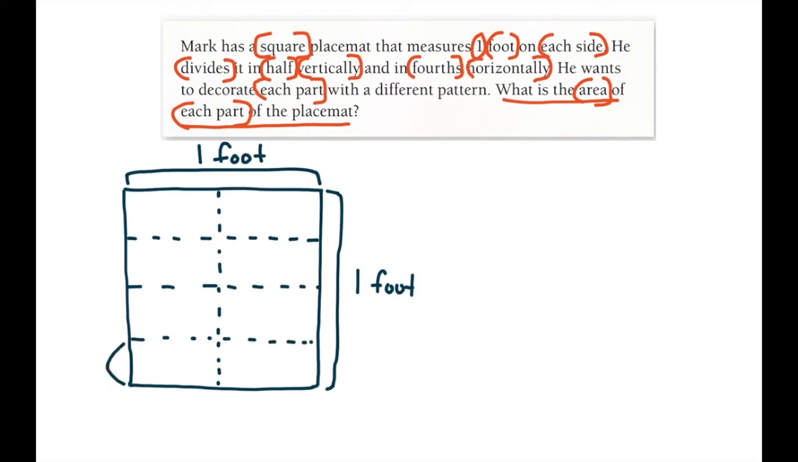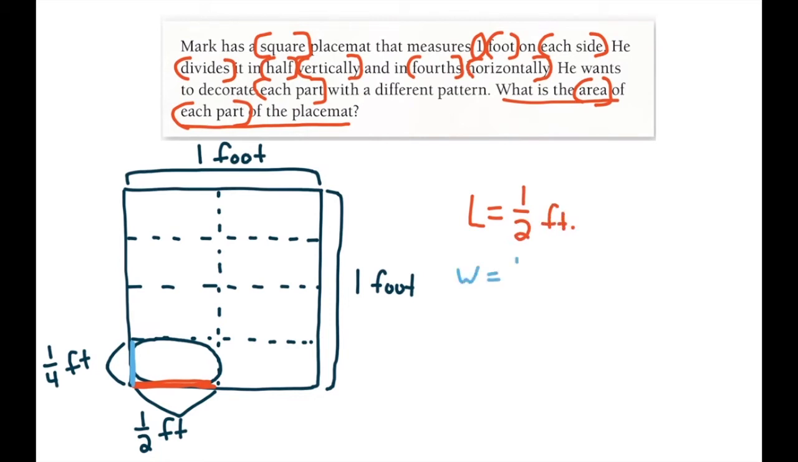So each row represents 1/4 of a foot, and each column represents 1/2 of a foot. To find the area of one of these parts in his square placemat, I need to multiply the length, which is 1/2, times the width, which is 1/4. So again, my length is 1/2 of a foot, and my width is 1/4 of a foot. To find area and plug it in my formula, I do the length times the width. So I do length 1/2 times my width of 1/4.